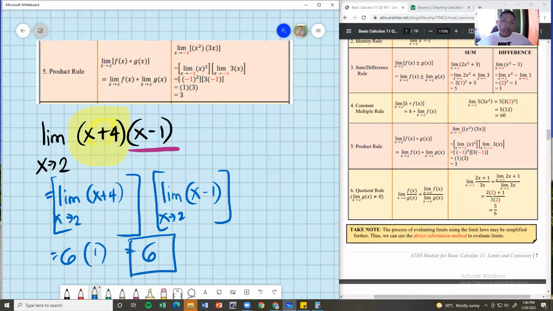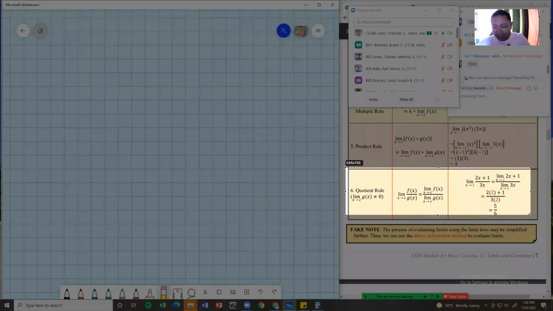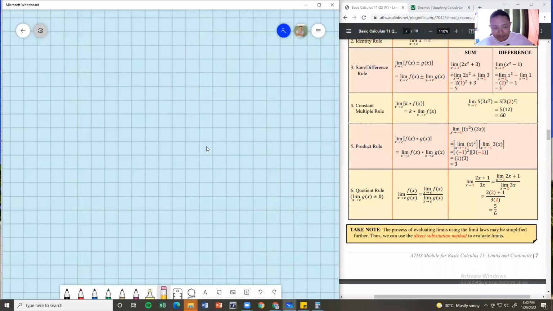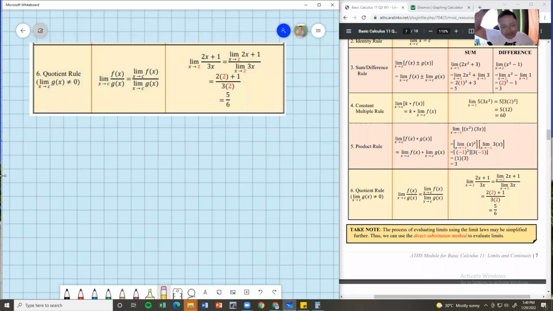And of course, if in addition and subtraction, we add and subtract, in product rule, we multiply. Of course, in the quotient rule, what will we do? Nothing but divide the values. Let's have this as an example. Okay, let's have this one. For our quotient rule, we just separate the limits or the terms for their limits, express them in limits, and then solve.